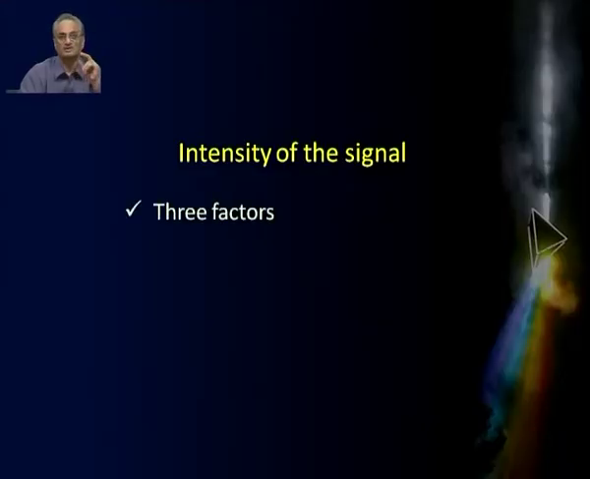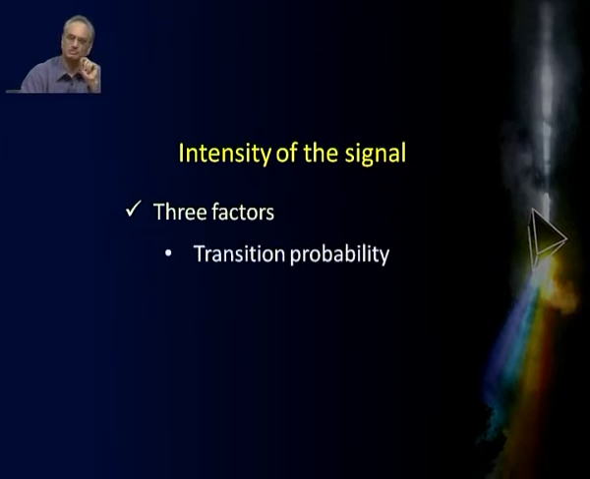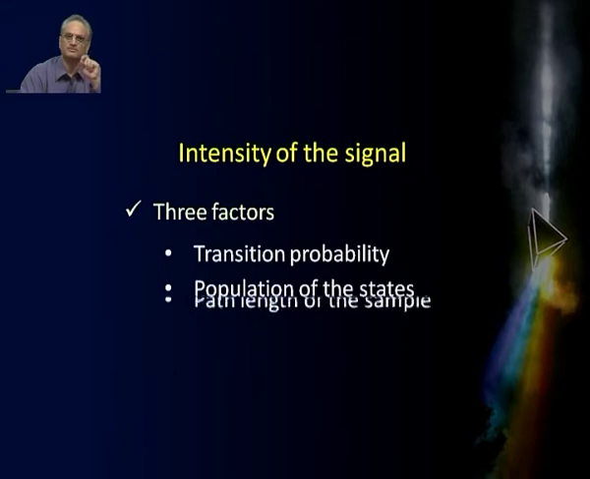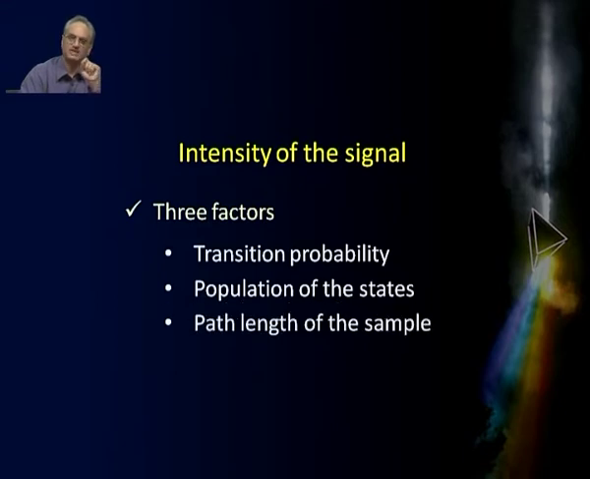Now, intensity. Intensity is a little more involved. Position just depends on the energy levels involved. In case of intensity, there are 3 factors which contribute to it. The factors are the transition probability, which I will elaborate on, second the population of the states from which the transition is originating, and the third one is the path length of the sample. Let us talk about each of these factors one by one.